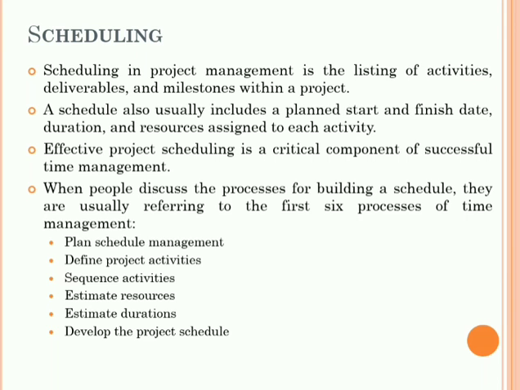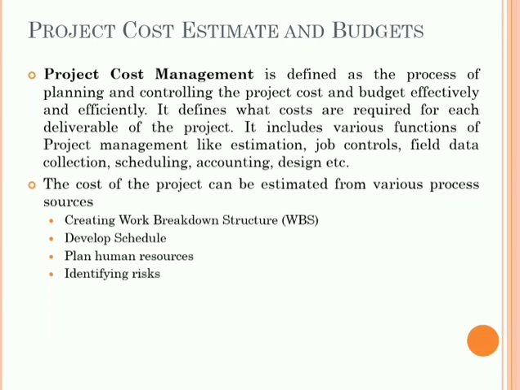Now let's discuss the next point. The next point is project cost estimation and budget. Let us see what actually cost estimation and budgeting regarding a project is. Project cost management is defined as the process of planning and controlling the project cost and budget effectively and efficiently. It defines what costs are required for each deliverable of the project. It includes various functions of project management like estimation, job controls, field data collection, scheduling, accounting, designing, etc.